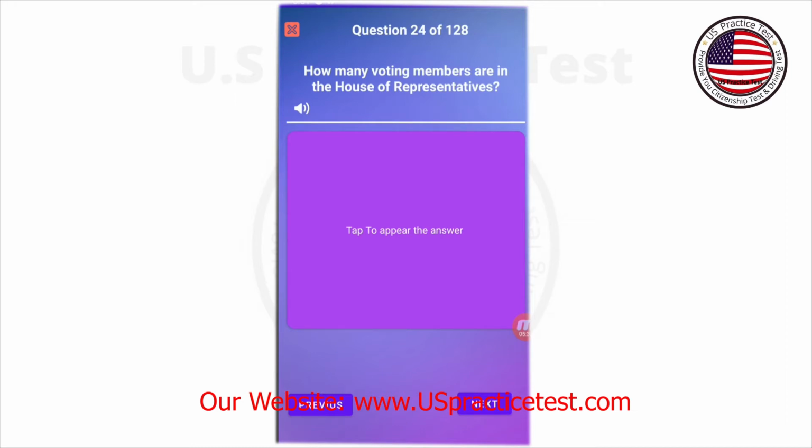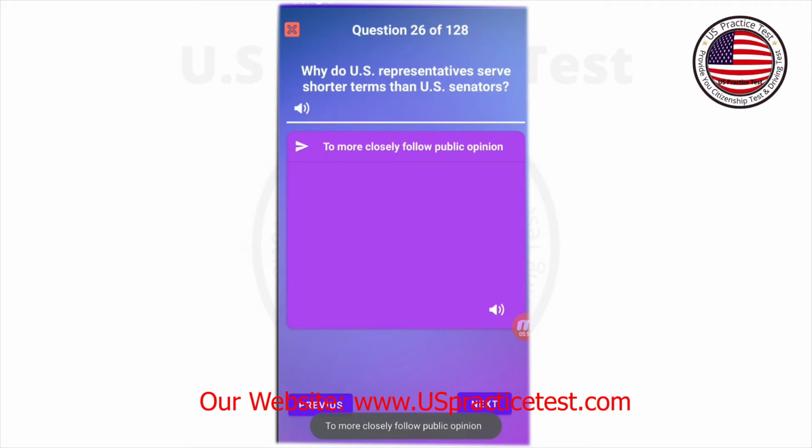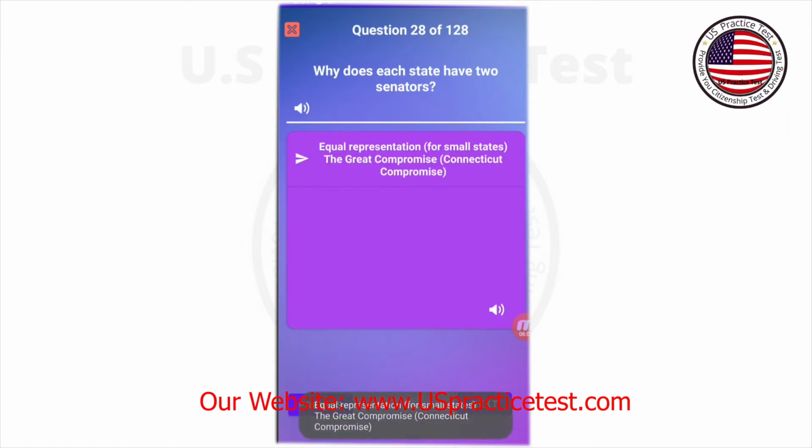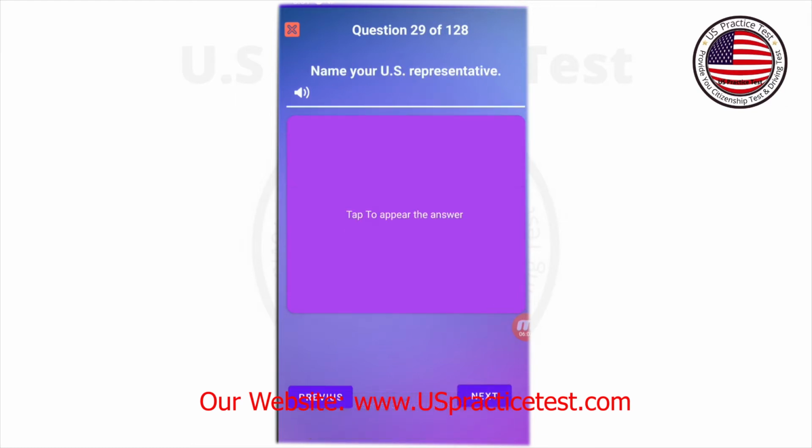How many voting members are in the House of Representatives? 435. How long is a term for a member of the House of Representatives? 2 years. Why do U.S. representatives serve shorter terms than U.S. senators? To more closely follow public opinion. How many senators does each state have? 2. Why does each state have 2 senators? Equal representation for small states. The Great Compromise. Connecticut Compromise.